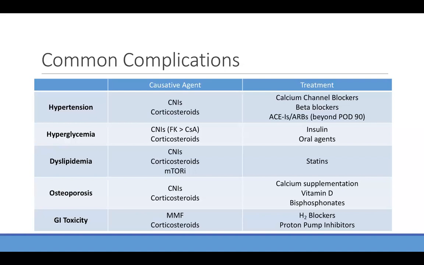You can also use ACEs and ARBs, but you wouldn't use that immediately post-transplant. You would use that more after about 3 months when the patient's stable, when you have a stable kidney function, especially if you're giving tacrolimus, you kind of want to avoid that initially.